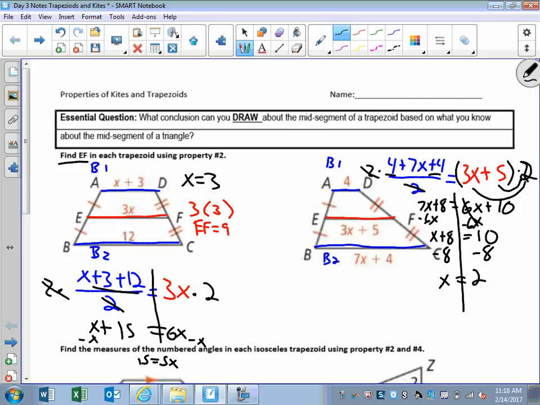Okay. So just like before, we got to go back and plug x into the expression to actually find what EF equals. So we got 3 times x plus 5. We just found out that x is 2. So we got 3 times 2 plus 5, 6 plus 5. So EF equals 11.